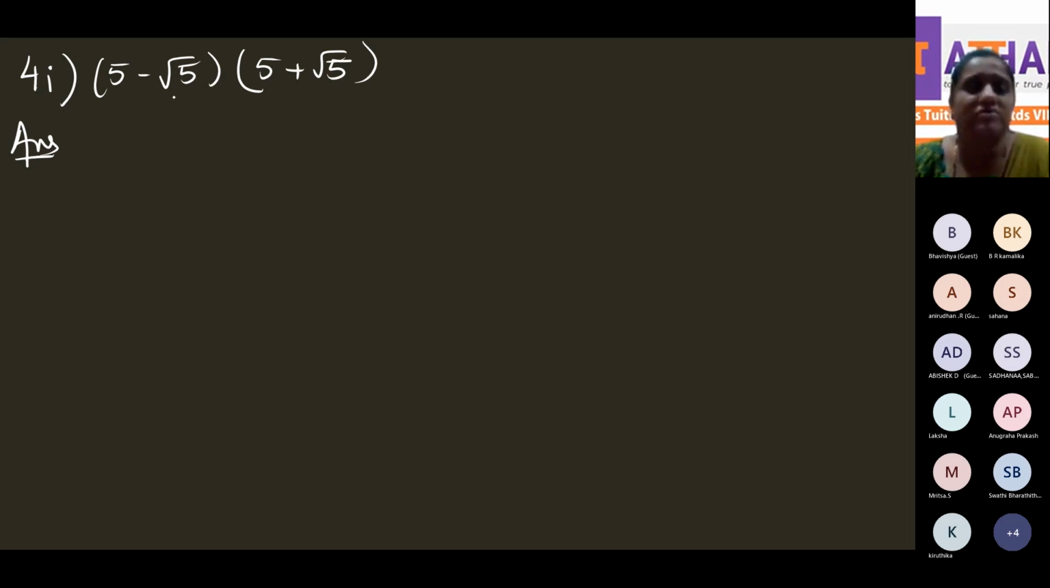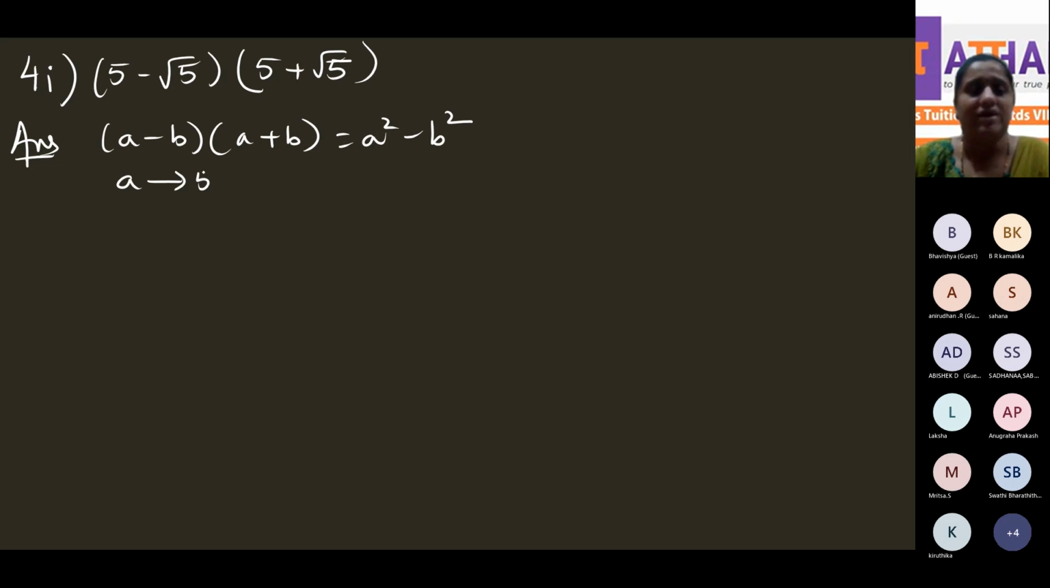The given expression is of the form a minus b into a plus b, which is a square minus b square, where a is 5 and b is root 5. Sorry, a minus b into a plus b. So the answer is a square minus b square. The question looks like this. So the answer is a square minus b square.